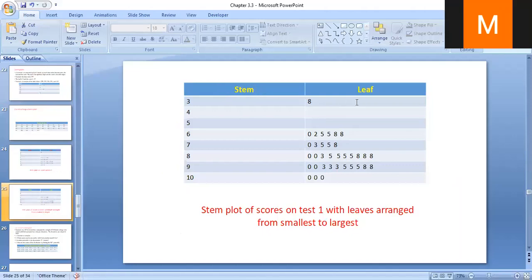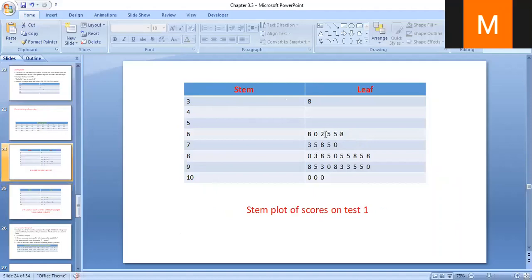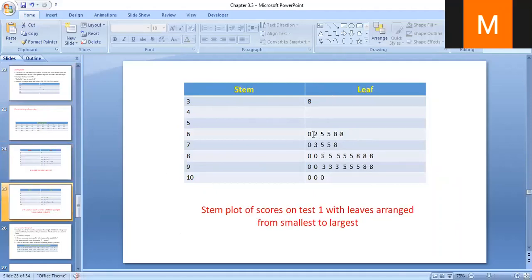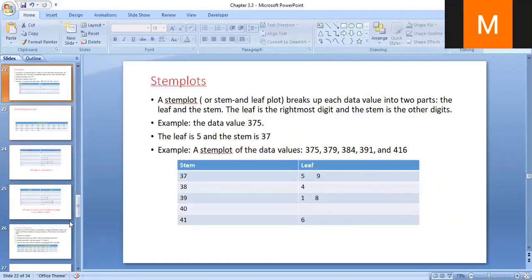You know how to find the percentile and how to construct the stem and leaf. Remember, when you construct the stem and leaf, the number on the right is the leaf, and on the left is the stem. And after you put any number in this one, you arrange again from the smaller to the larger number. This is how to construct the leaf.